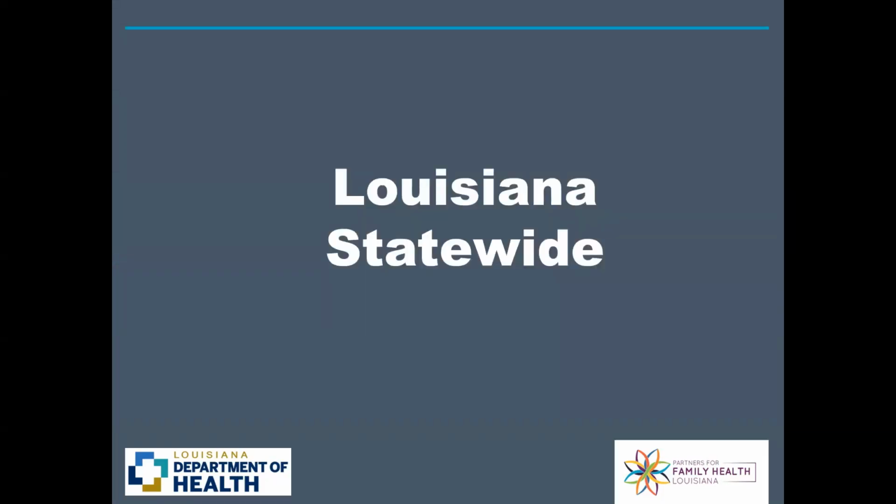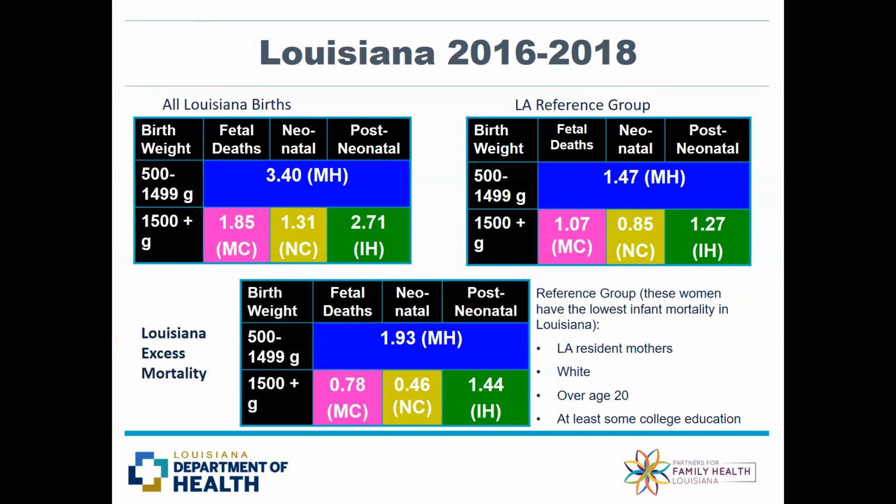So first, I looked at PPOR in Louisiana as a whole. And this is using all Louisiana births as a target group and a white reference group. So for the reference group, I used Louisiana resident mothers who were over 20 years old and had at least some college education. And while there's no hard and fast rule about what cutoff in excess mortality is cause for alarm, we usually think of it as a doubling of the rate, or a 2 for maternal health and infant health, and a 1 for maternal care and neonatal care. So a 2 for the blue cell and the green cell, and a 1 for the pink cell and the yellow cell.